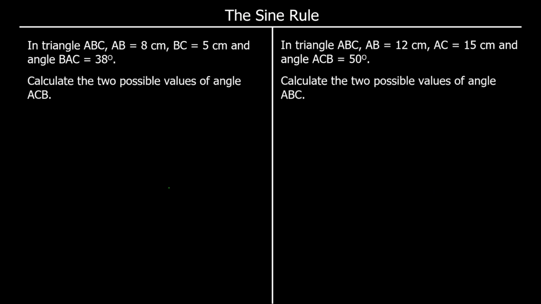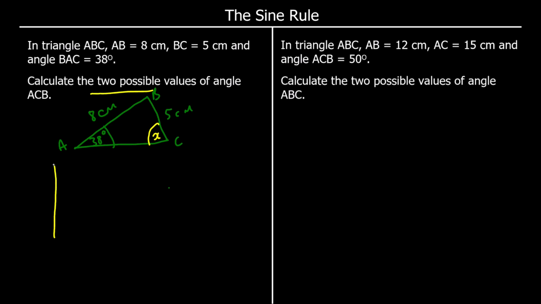In triangle ABC, A to B is 8 centimeters. B to C is 5 centimeters. And angle BAC is 38 degrees. Calculate the two possible values of angle ACB. So sometimes with the sine rule we can have two possible answers, and that's because of the sine graph.